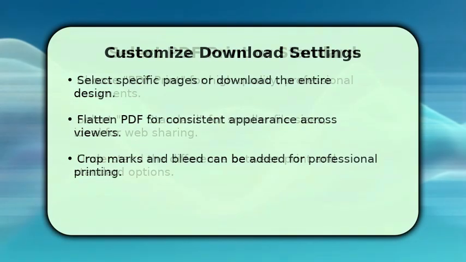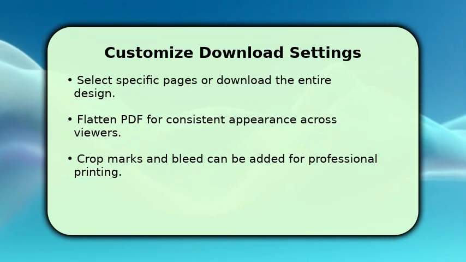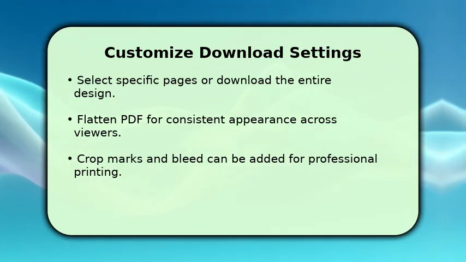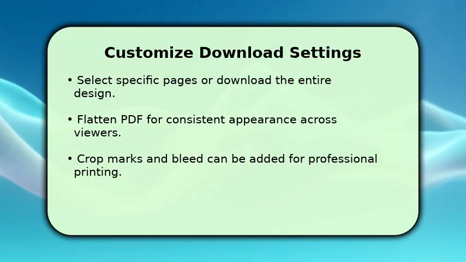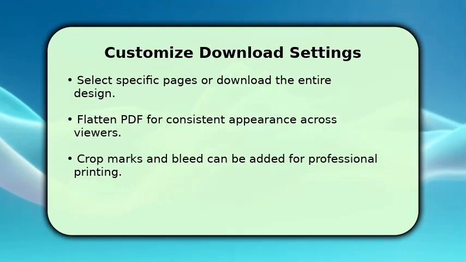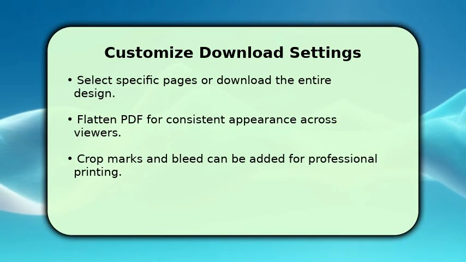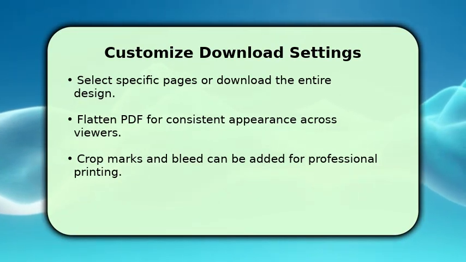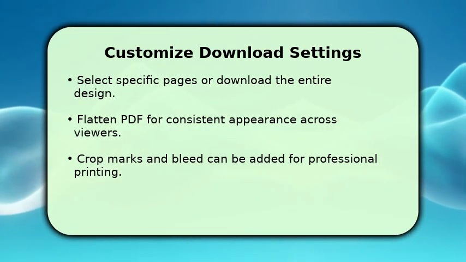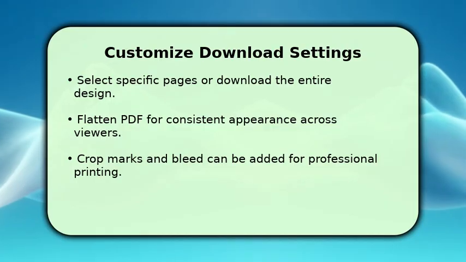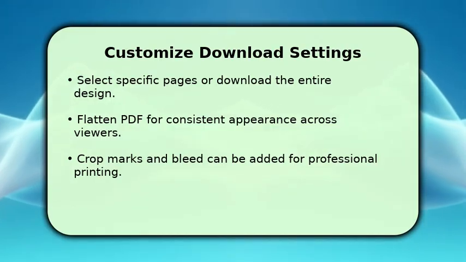Before finalizing your download, you can customize several settings. You might choose to download only specific pages from your design or the entire document. For print-ready files, consider adding crop marks and bleed, which are crucial for professional printers to cut your document accurately. Flattening the PDF is also an option, which can help ensure all elements appear consistently, especially when sharing with others who might not have the same fonts.